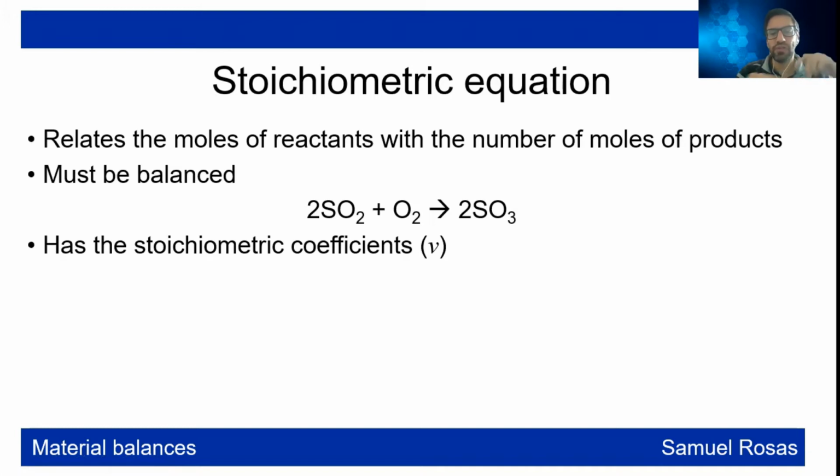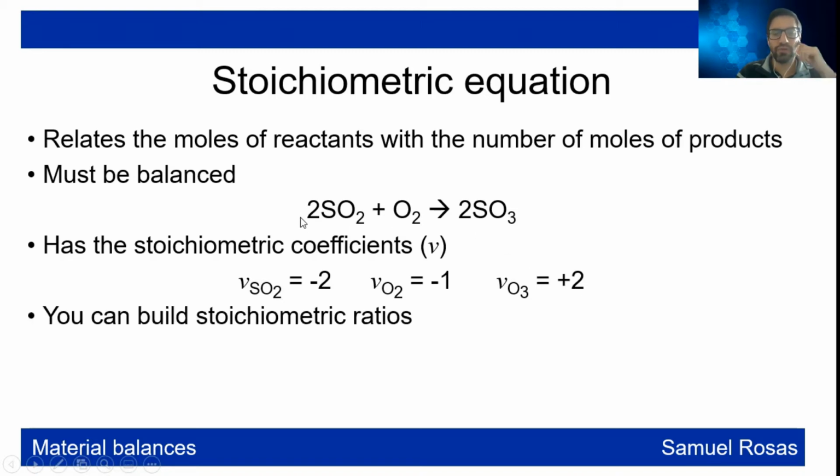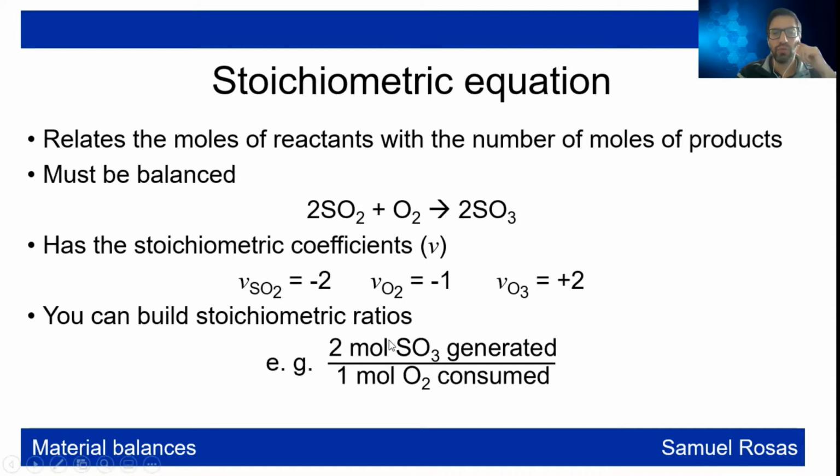It has stoichiometric coefficients. So there will be negative numbers, -2, -1, for reactants, and for products they will be positive, and these are these numbers, okay? And you can build the stoichiometric ratios. You can say that you have 2 moles of SO3 generated per 1 mole of O2 consumed. This could be the other way around, or you can build it with 2 moles of SO3 generated per 2 moles of SO2 consumed, or you can say 2 moles of SO2 consumed per 1 mole of O2 consumed.